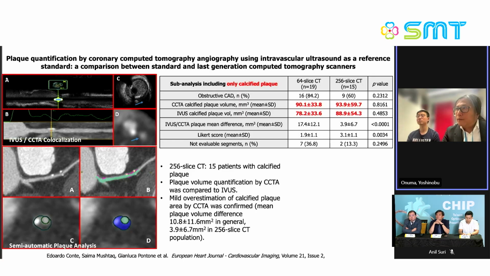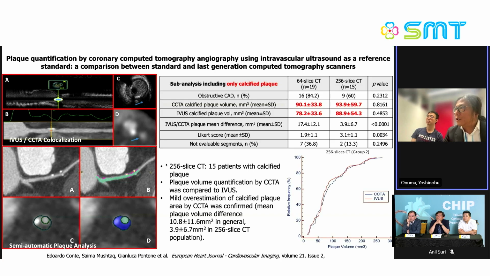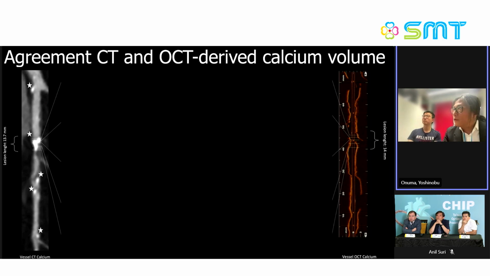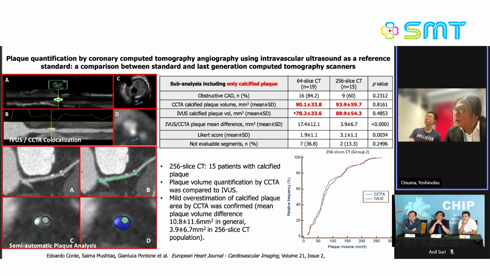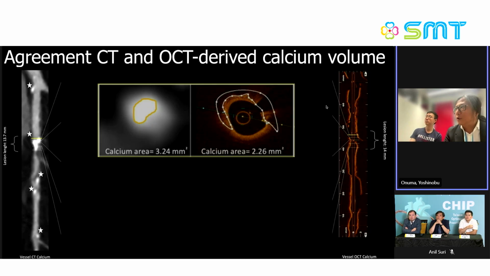In general, CT can predict the plaque volume very well. This is the publication from the group of Daniele Andreini. They used the 256-row CT, which is a new generation. And you can really see that in general, the plaque volume analysis by IVUS and CT correlate very, very well. You can see the almost superimposed cumulative curve of plaque volume between the CT and IVUS. And of course, for the calcified plaque, there was a slight overestimation of the plaque volume using the CT.